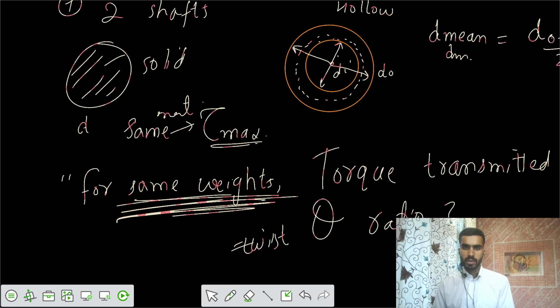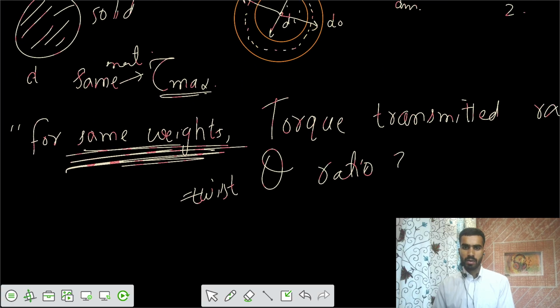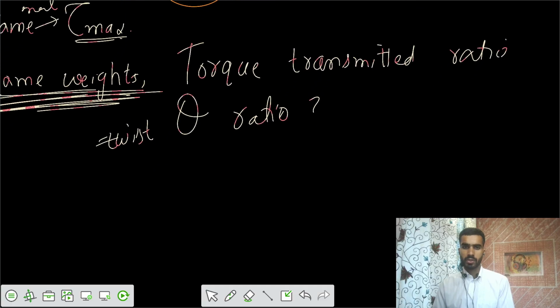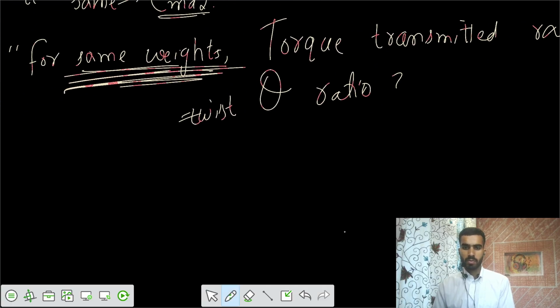Now you got this one, and you need to find the torque transmitted ratio. If you have the torque formula, what is the ratio? We have the equation T by J equals tau by r equals G theta by L.